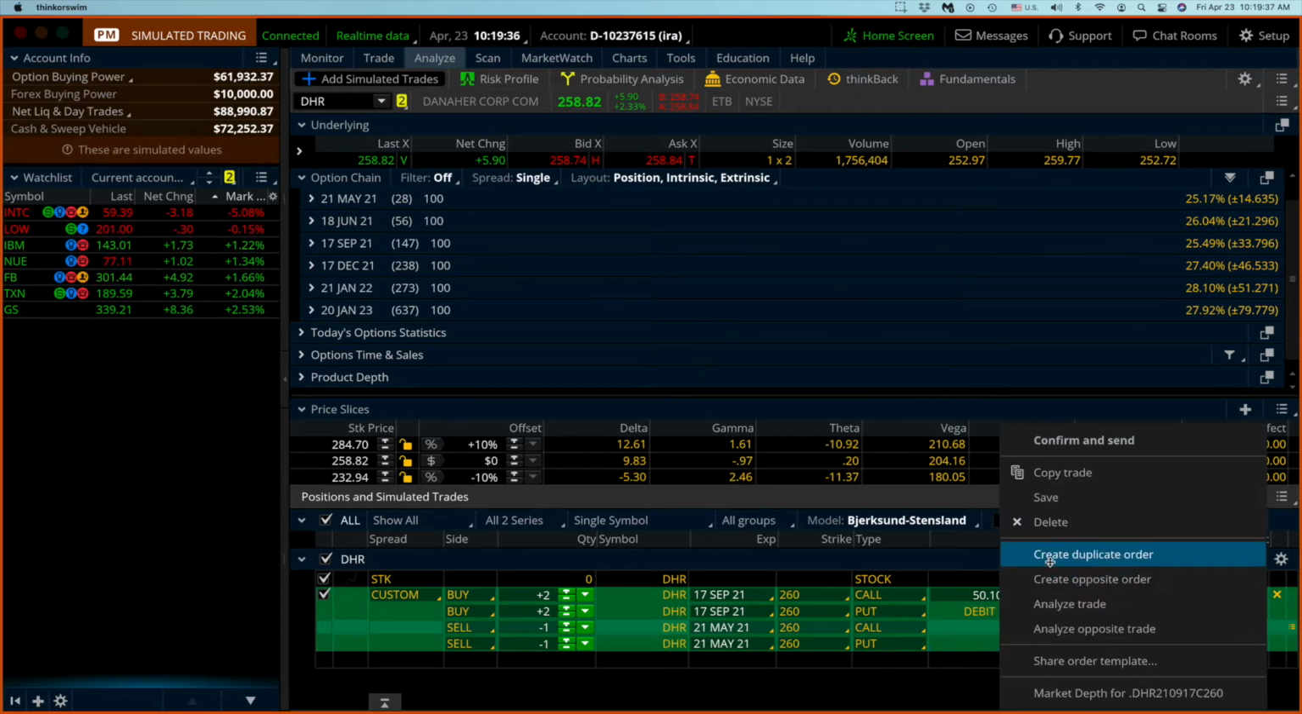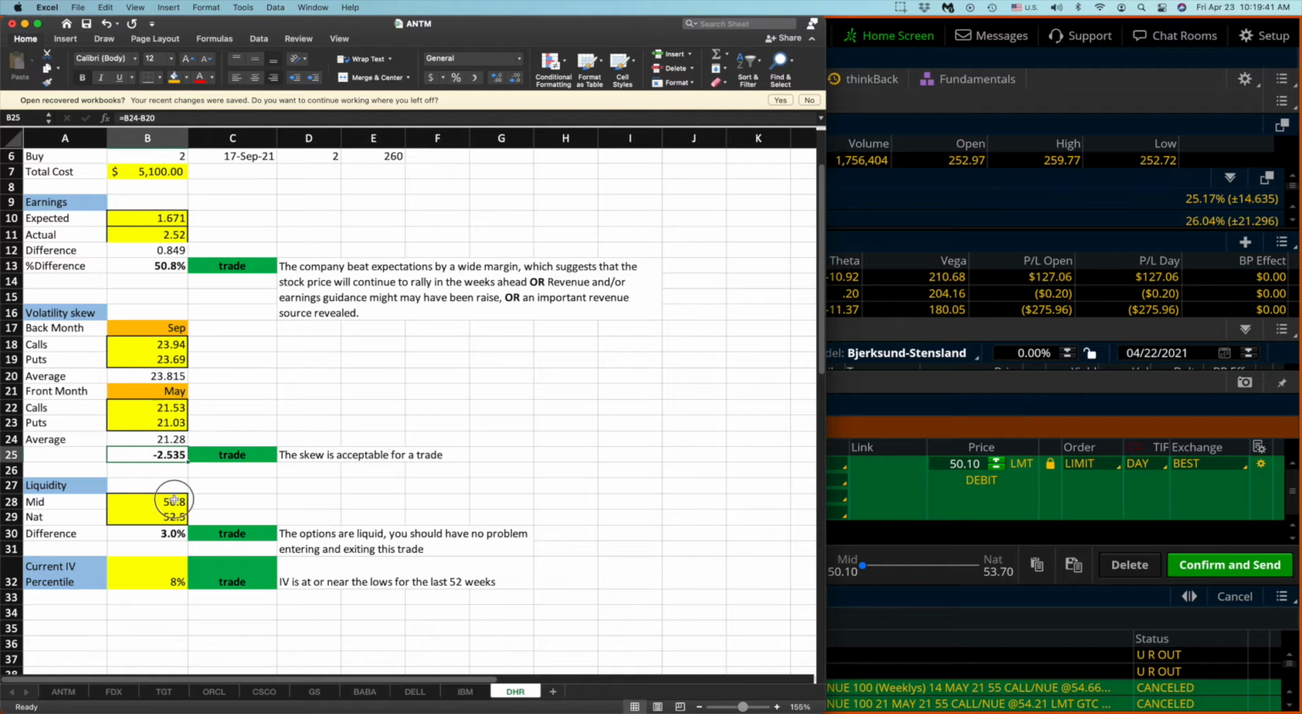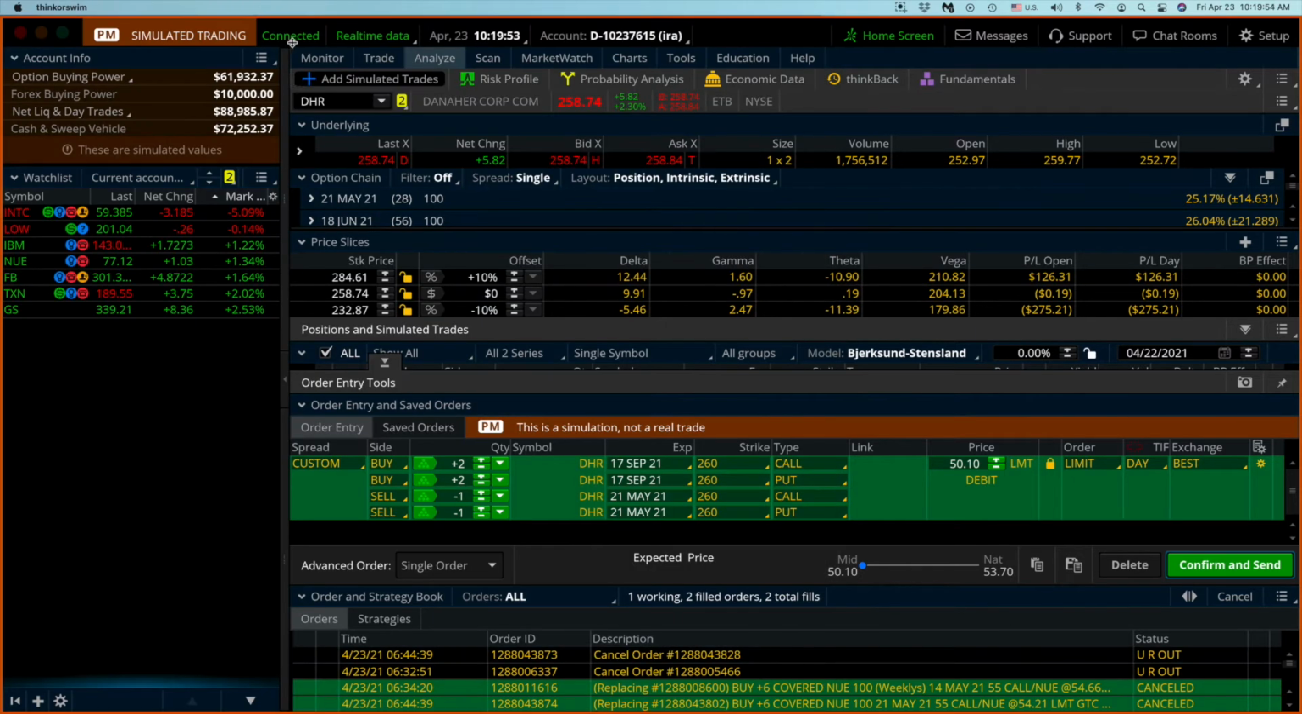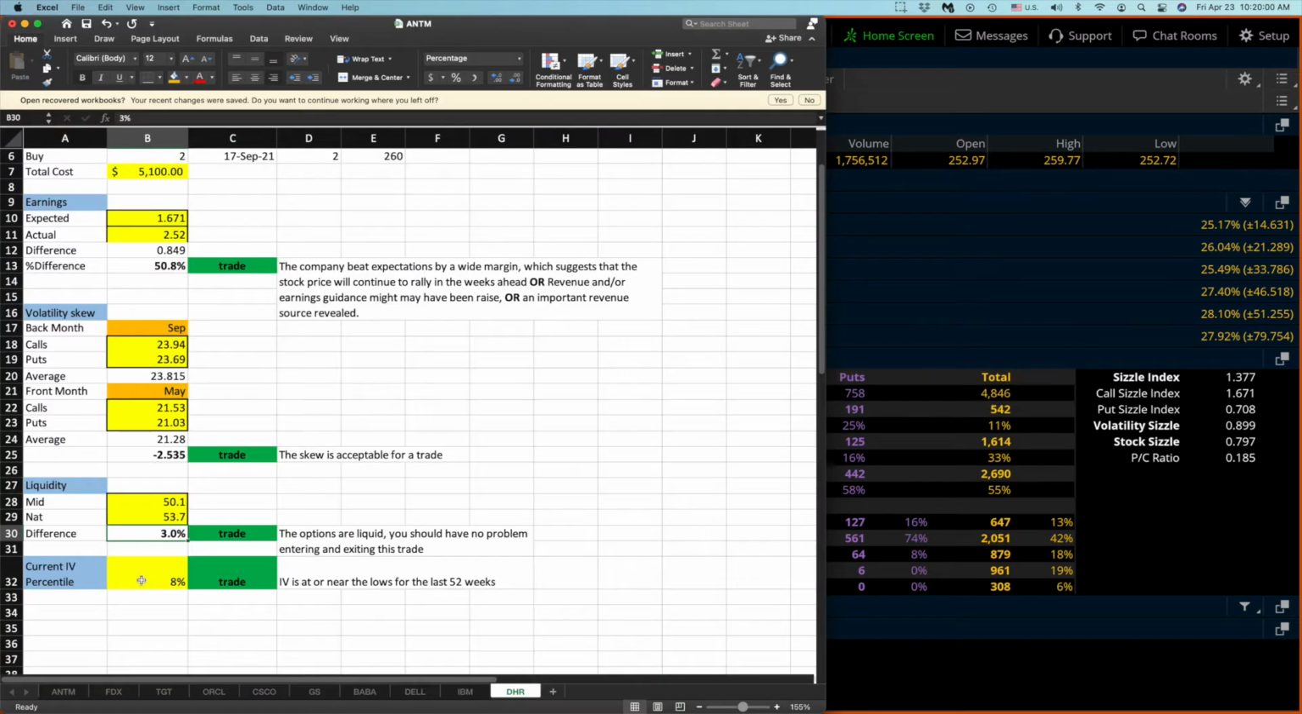Let's see, create duplicate, and you enter the mid price, 50.1 versus 53.7. Okay, 3%, just barely. Okay, let's go to the trade tab, and in the trade tab, the current IV percentile is 3. My minimum here, or maximum, is 15%, so 3 is perfectly acceptable. So yeah, we got it all.